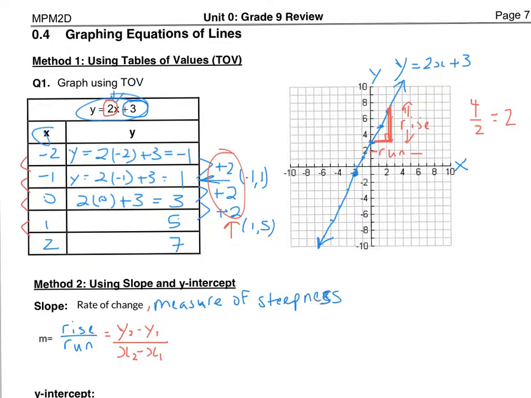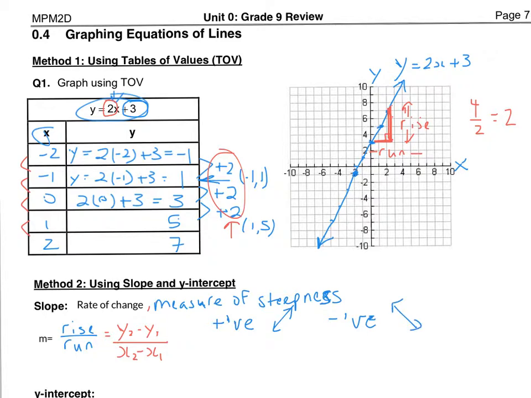Except I spelled steepness wrong. There we go. Measure of steepness. Positive slopes. So this is my short form for positive, a plus sign apostrophe VE for positive. Positive slopes will always go up to the right. Negative slopes. So again, my short form for negative is a minus sign with VE. Negative slopes will go down to the right or up to the left.